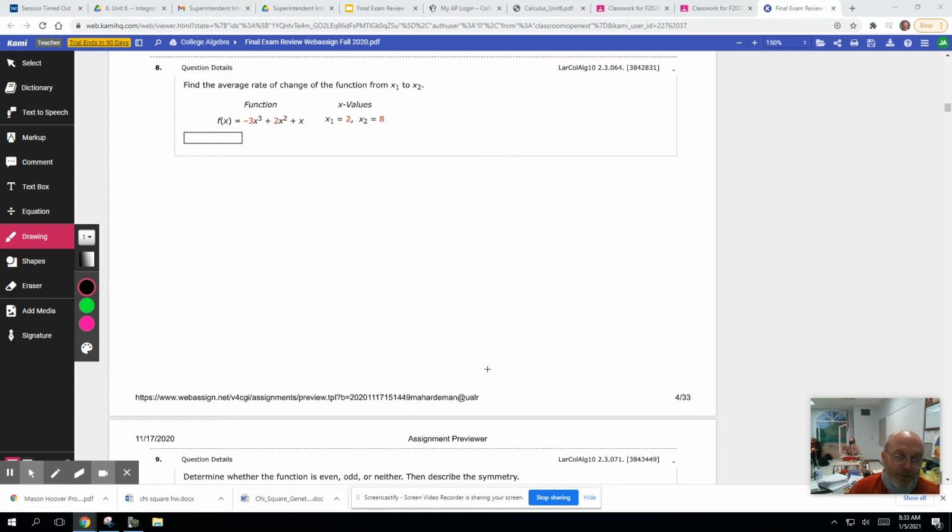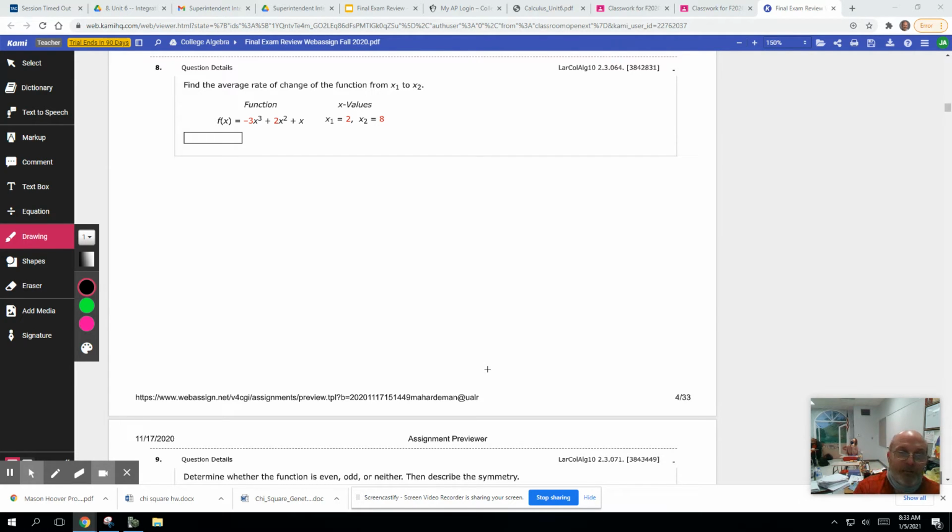All right, we're back on the UALR final exam review for college algebra. Problem number 8. We're going to find the average rate of change for the function from x1 to x2, where the function is -3x³ + 2x² + x. We're going to use x values where x1 is 2 and x2 is 8.